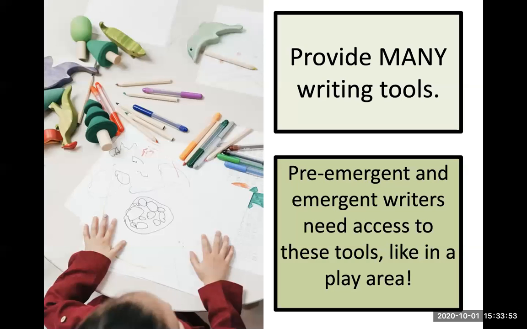So provide many different writing tools as they are experimenting with these alternative pencils, and have these tools available for them. They should be at their level where they can reach them, maybe like in a play area. For a lot of you, you're doing school at home right now. So have these tools available for them where they have access. Obviously, you don't want to give them like a permanent marker near your living room, but the point is, make these things available to them.